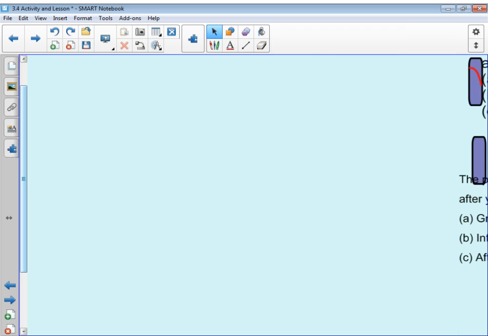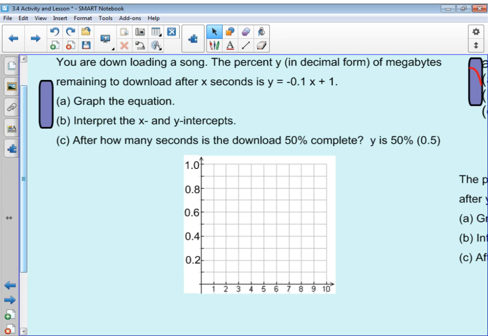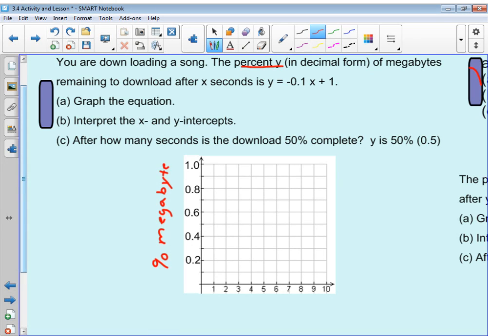All right, let's try one more. It says you are downloading a song. The percent Y in decimal form of megabytes remaining to download after X seconds is Y equals negative 0.1X plus 1. So this is similar to what we did in the first one. So let's go ahead and graph and label our axes. Y is our percent of megabytes remaining, and then our X's would be seconds.